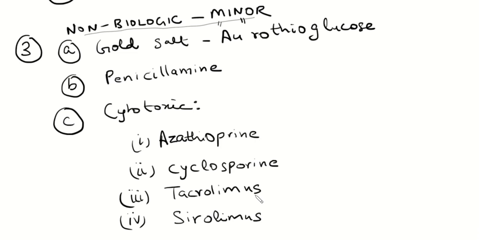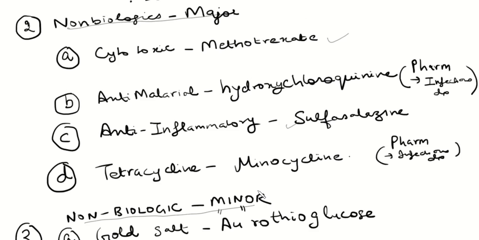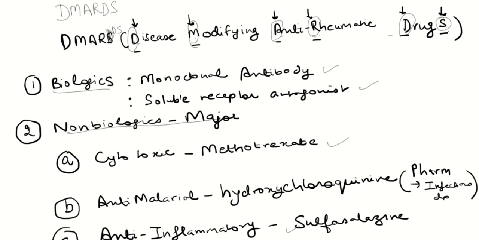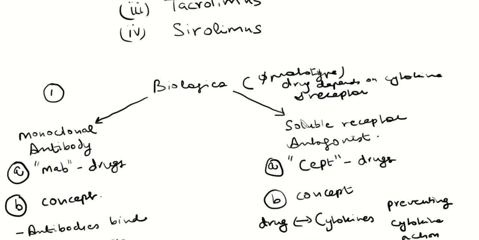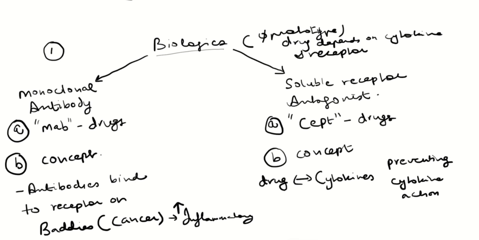Okay, so that's how I've broken it up. I think it helps with learning these drugs well. And so let's get started. The first thing we're going to talk about are the biologic DMARDs. Okay, so there are two categories: there's a monoclonal antibody and there's a soluble receptor antagonist.